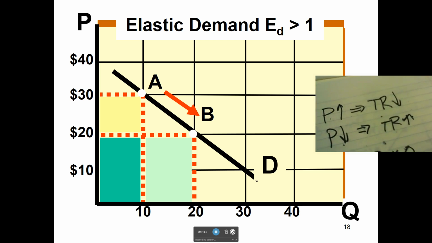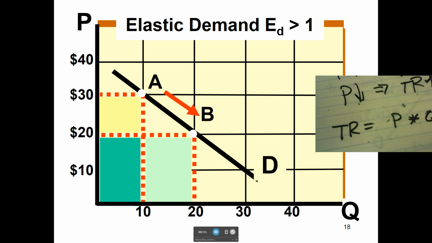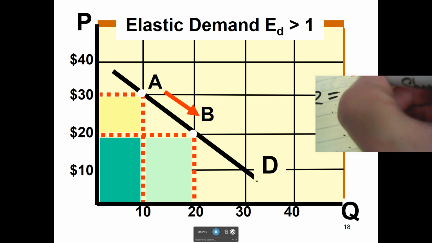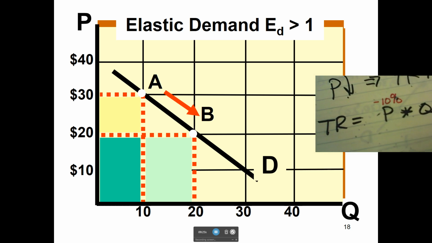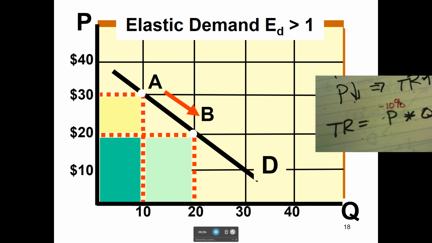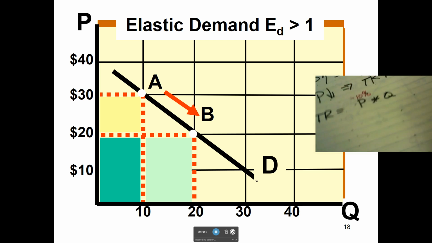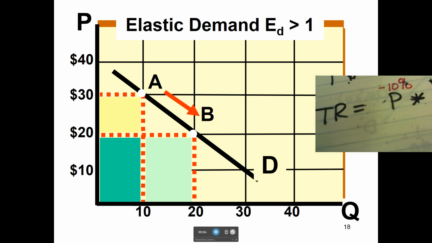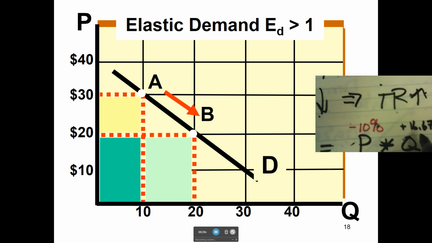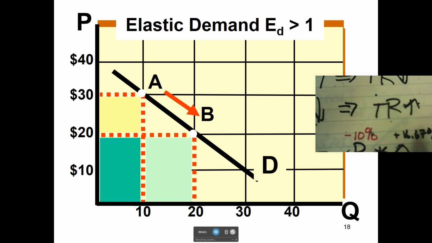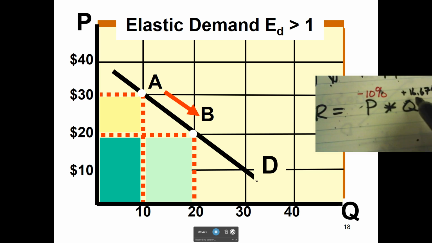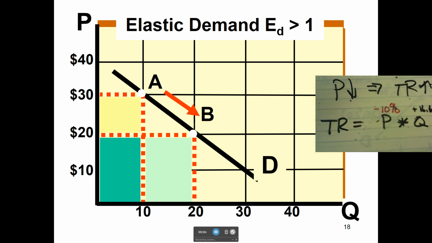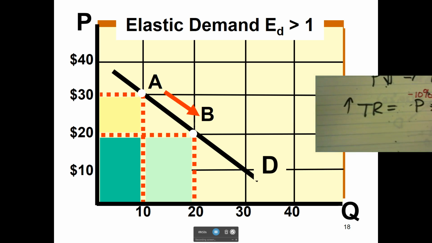So here, if we got a negative 10% change in price, that would correspond to a positive 16.67% change in quantity demanded. This is bigger than that. Therefore, total revenue would go up.